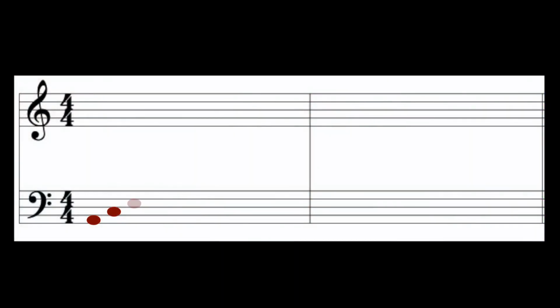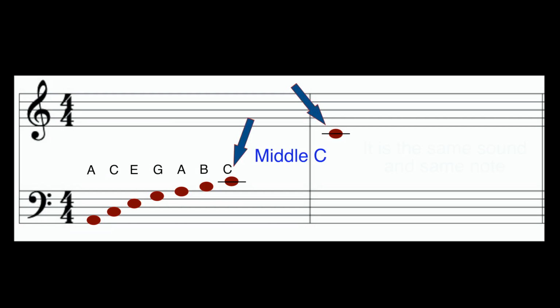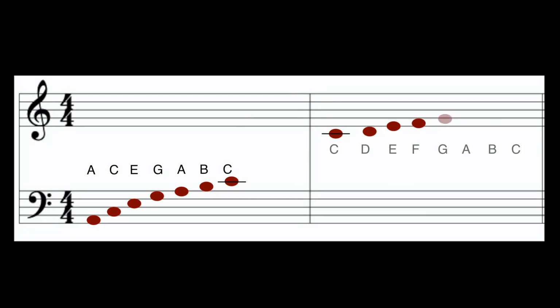On the bottom, we have all cars eat gas. If we keep going from G, we've got G, A, B, C is what we call middle C. So that is the note we have in common between the treble clef and the bass clef. Let's continue up. Now we have C, D, E, F, G, A, B, C, and so on and so forth. So that's a quick introduction to the treble clef, the bass clef, and the staff.